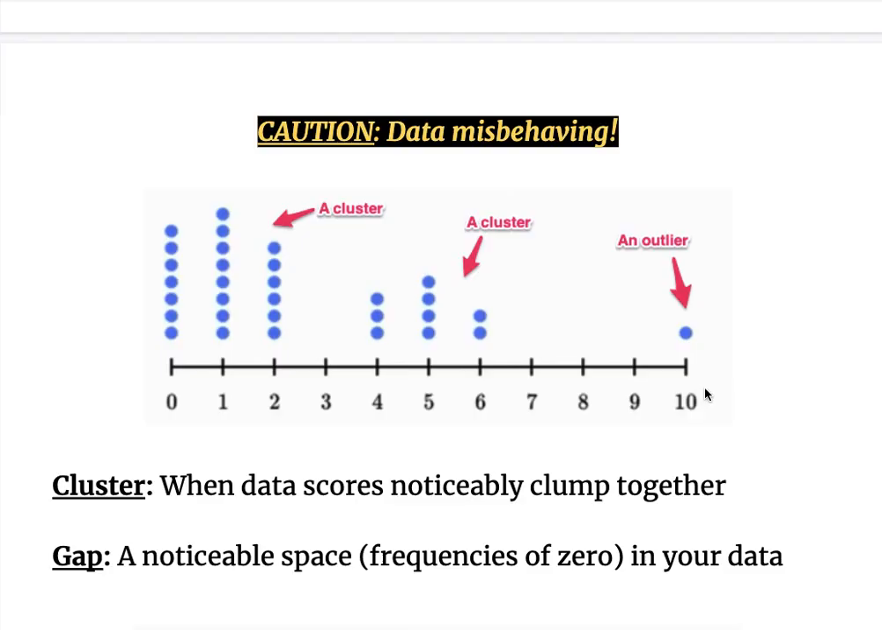A gap is kind of the opposite. That's when you have a noticeable space. You have a frequency of 0. None of these are being voted on or appear in your data set. When there's a noticeable space, that's a gap.